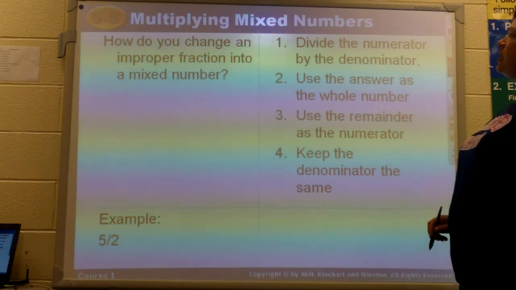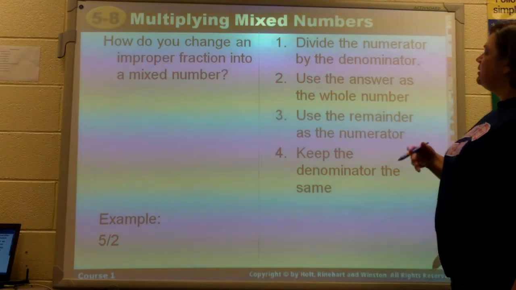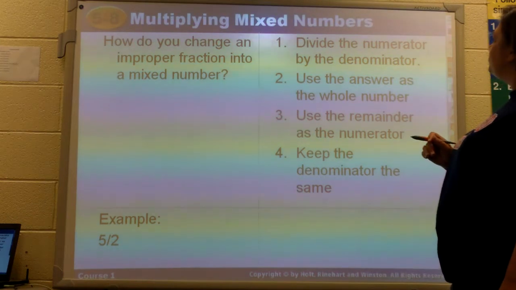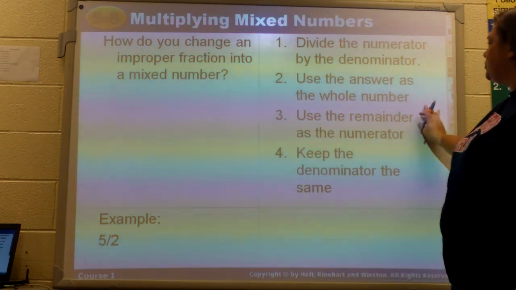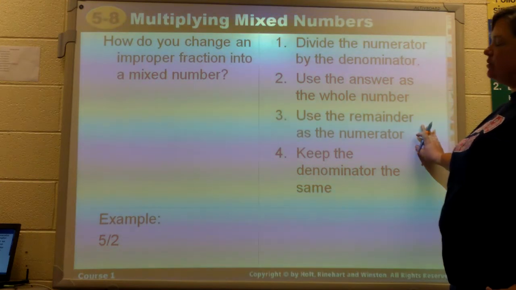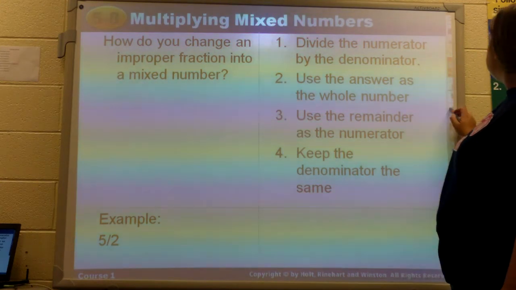How do you change an improper fraction into a mixed number? Well, you divide the numerator by the denominator, use the answer as the whole number and the remainder as the numerator. Keep the denominator the same.